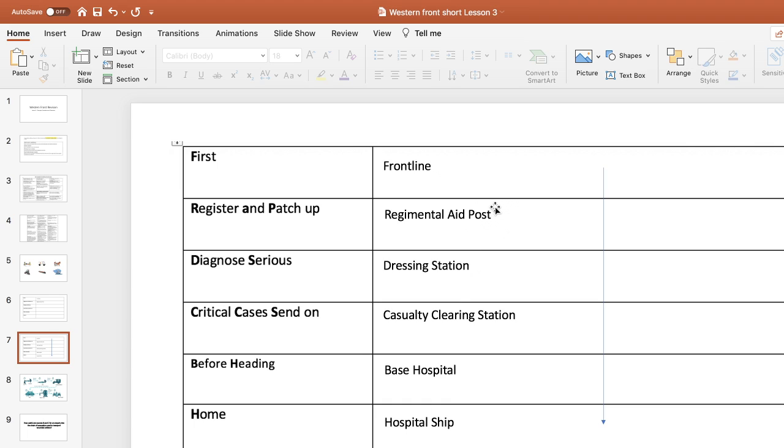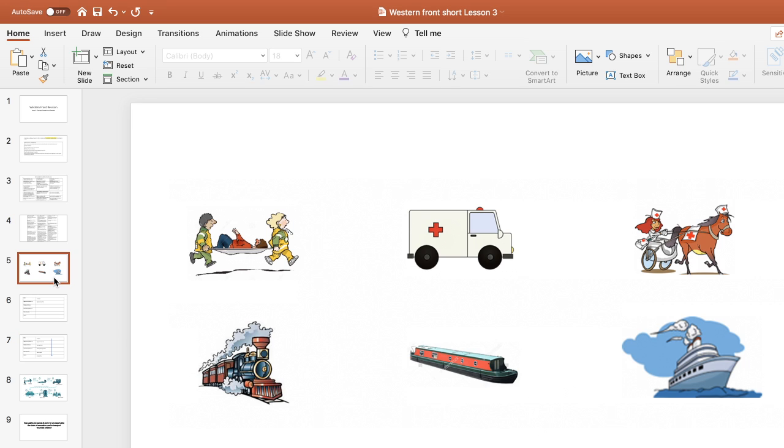Now, obviously, when we think about the chain of evacuation, we still need to think, well, how do people get from each part of the system? And that's where your first activity comes in. Your first activity is to look at the 6 images and to list what you can see and how people would have been transported from each part of the chain of evacuation.